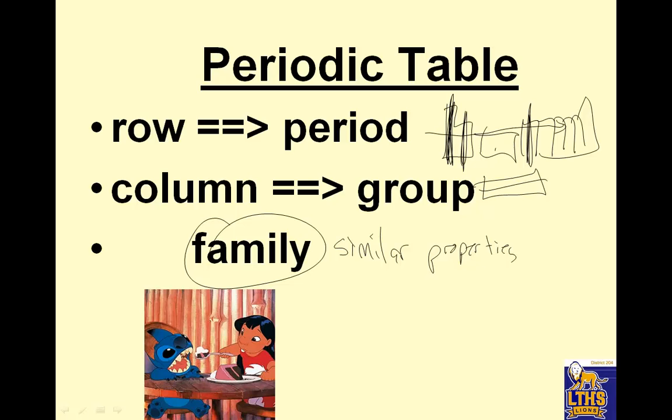In Lilo and Stitch, ohana means no one gets left behind or forgotten.